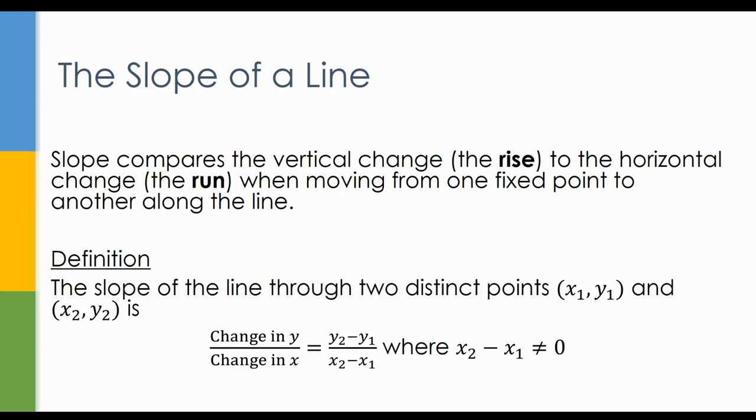So here's our definition. The slope of the line through two distinct points, x1, y1, and x2, y2, is this. We're thinking change in y over change in x. So we're thinking of subtracting y2 minus y1 over x2 minus x1. Obviously, we don't want our denominator, which is x2 minus x1, to turn into 0.